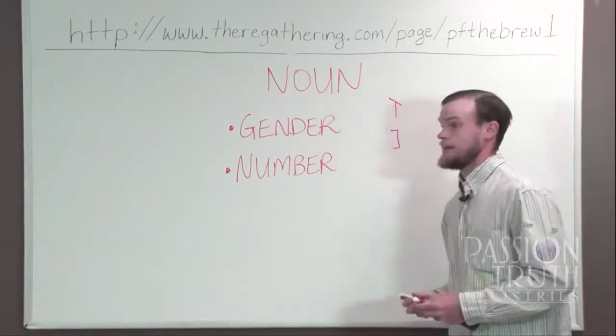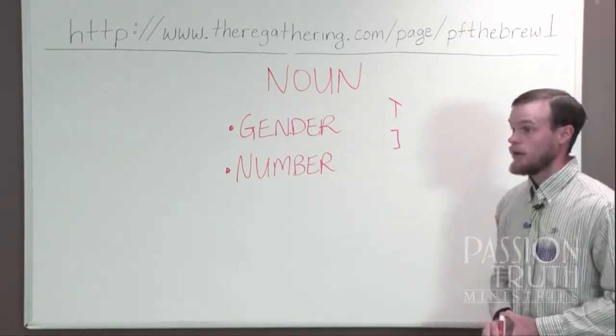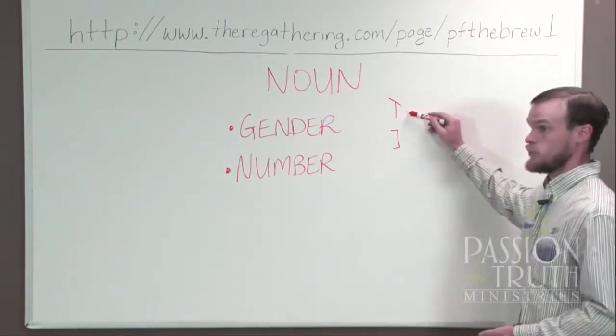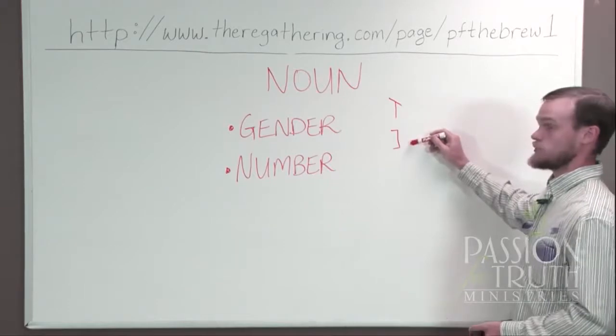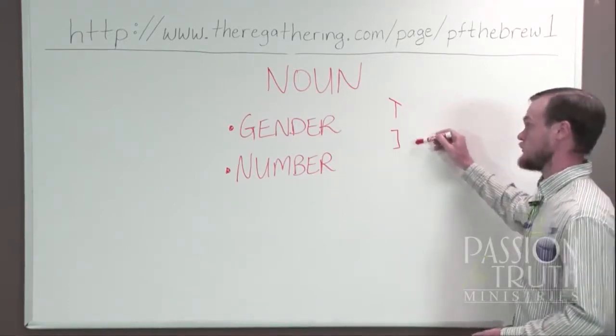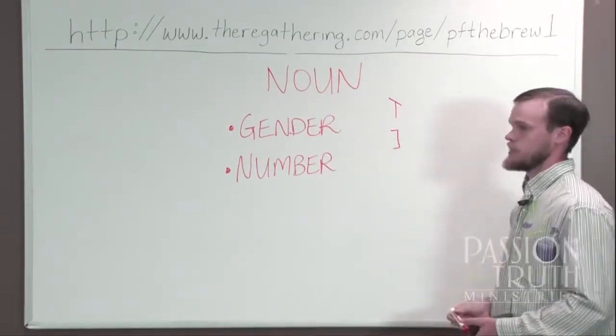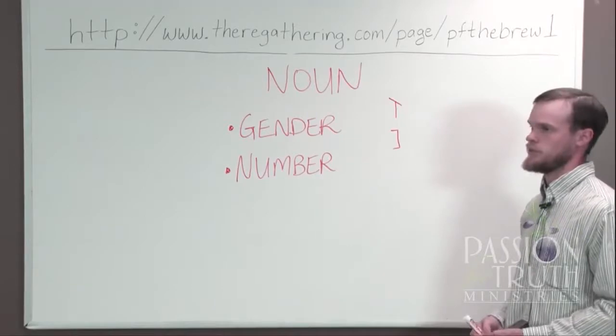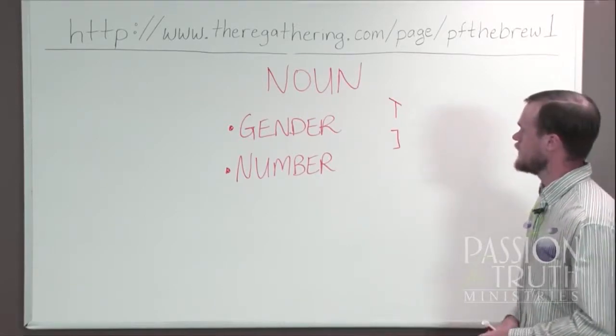If you look up a noun in a dictionary, you will find that next to the Hebrew word is a small zayin or a small nun, and that's indicating the gender of the noun, masculine or feminine. Zayin, by the way, stands for zachar, and nun for nekeva. Zachar means male, and nekeva means female. Okay?